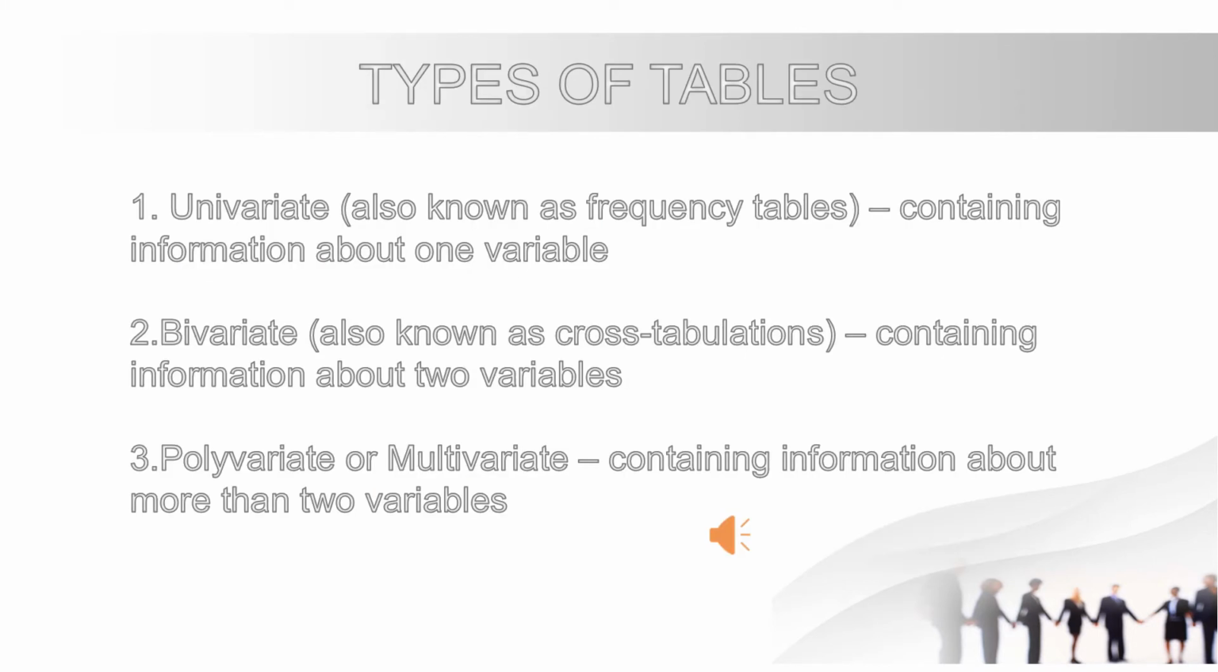So let's proceed to the types of tables. There are 3 types of tables. We have here the univariate. Univariate, also known as your frequency table. This is the information about one variable. The second type of table is your bivariate, also known as your cross tabulations, containing information about two variables. And last is the polyvariate, or what we know as the multivariate, containing information about more than two variables.